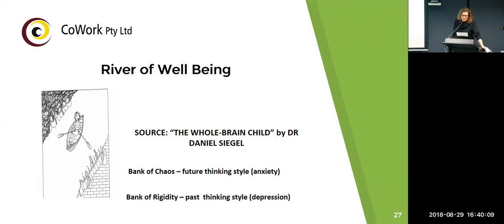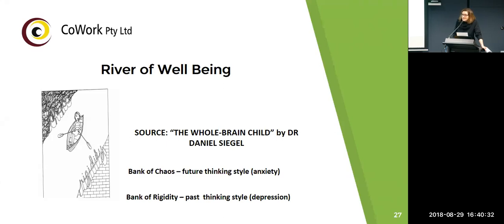I don't think it's a very good picture, but you can see a boat in the middle of a river that Dr. Siegel refers to as a river of well-being. On one side is the bank of chaos and on the other side is the bank of rigidity. And as we go through life, we come across obstacles. That's the nature of being human, I guess.